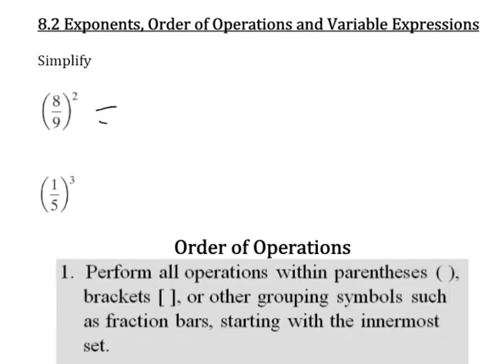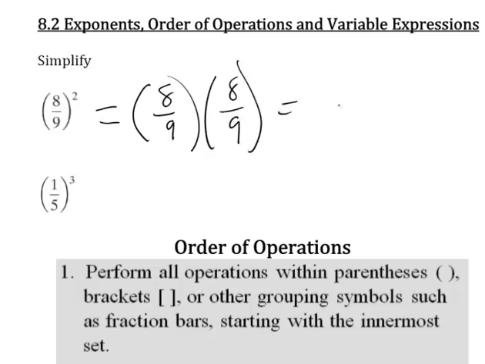So if you recall, all this means is I'm going to take 8 over 9 times another 8 over 9. And so I'm going to multiply straight across. 8 times 8 is 64. 9 times 9 is 81. And we've simplified our expression.